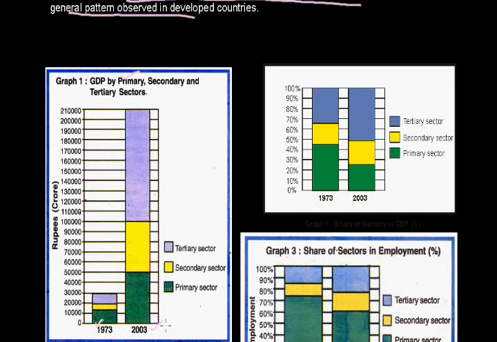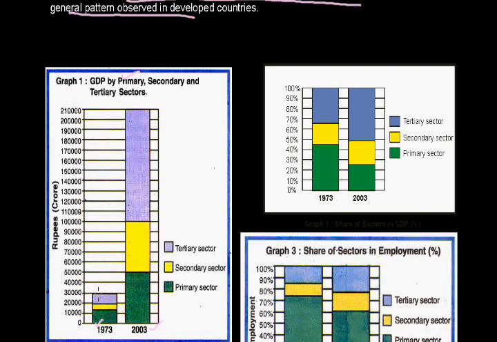If we compare these graphs in the chapter on globalization and the Indian economy, you will see that 1990 was the changing year in the Indian economy. Before 1990, our economy was something different. After 1990, we adopted the new economic policy. Before 1990, it was a time period of stagnation.